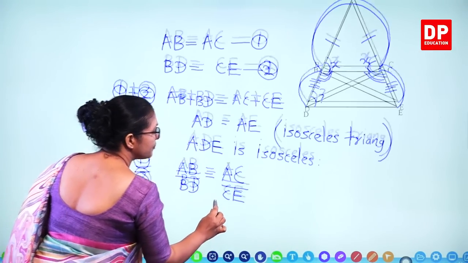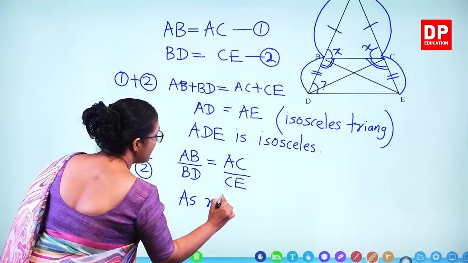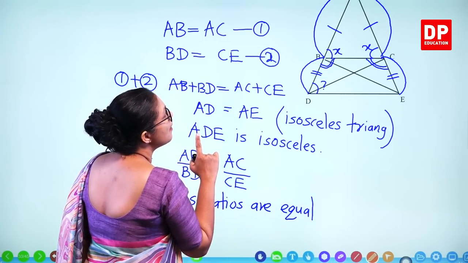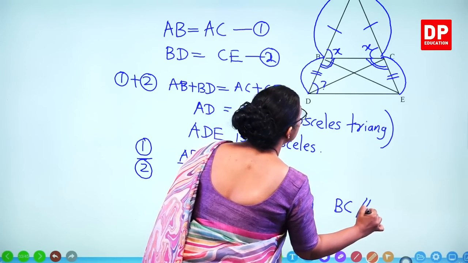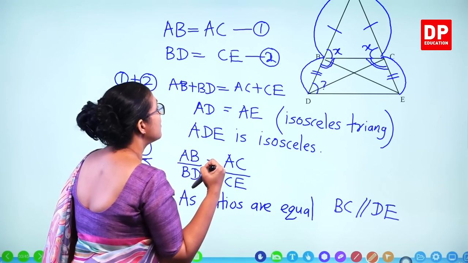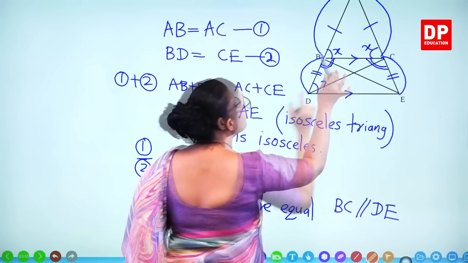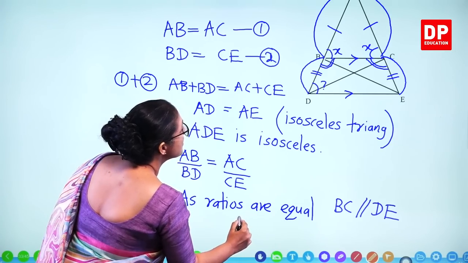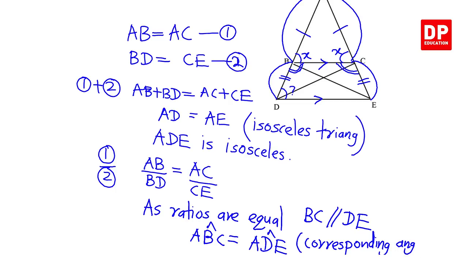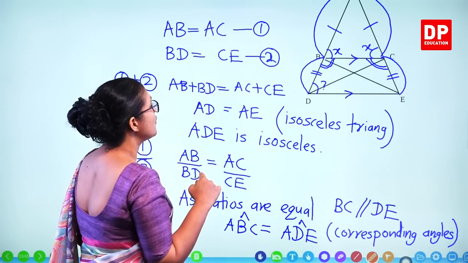So you can say, as ratios are equal, the BC length is parallel to DE, then we know these are corresponding angles. The two lines are parallel. So we can say these two angles. What are the two angles? ABC angle is equal to ADE angle because of corresponding angles. So that's the last part.